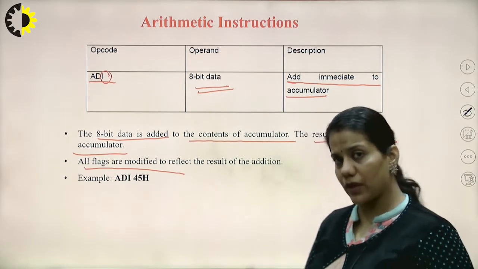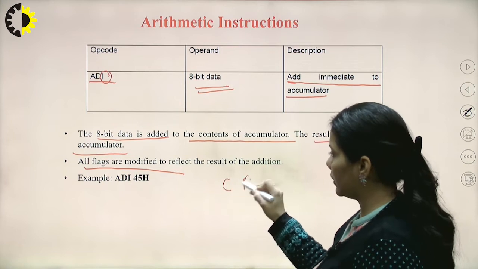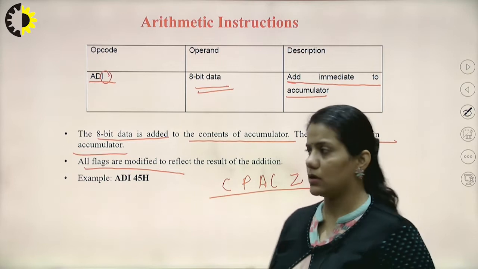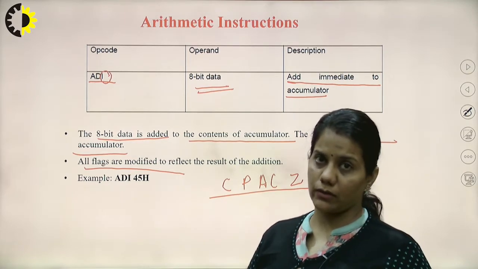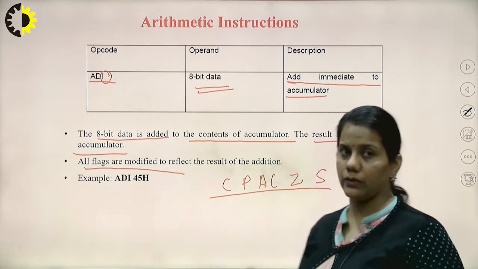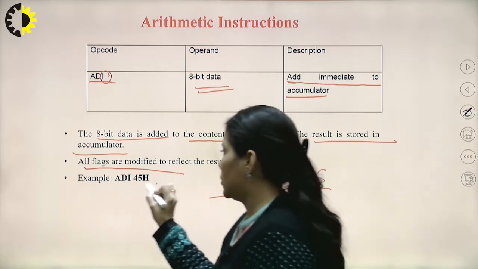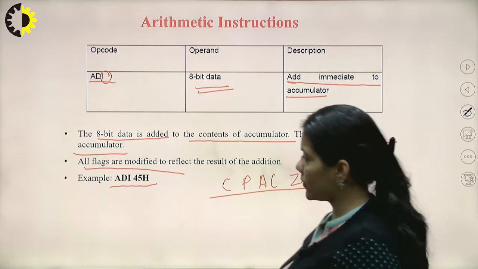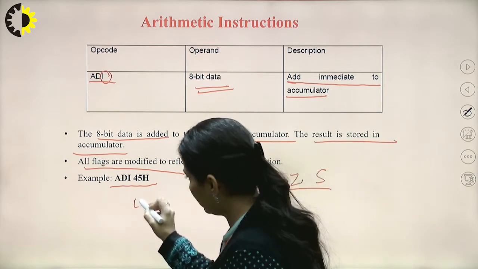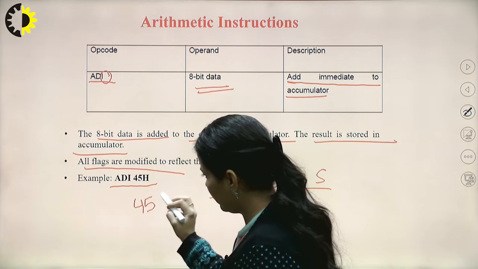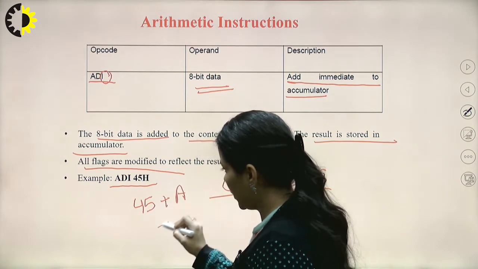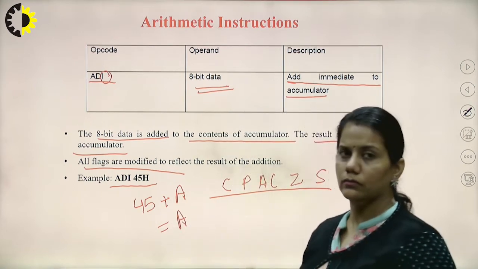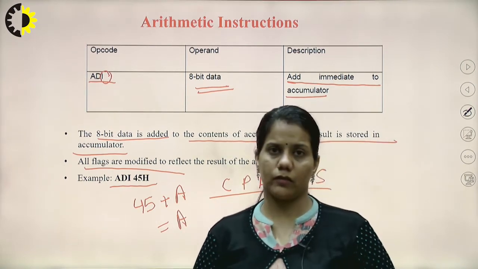What do we understand by the flags here? Carry, parity, auxiliary carry, zero, sign. These are all the flags which we have already studied in the flag register. These will all be modified according to the result. So the example of this instruction is ADI 45H. What it will do? It will add 45H to the accumulator, and the result will be stored in the accumulator. So it will add the immediate data given in the instruction.